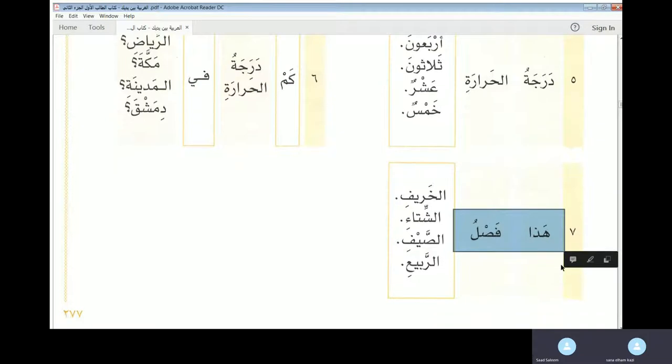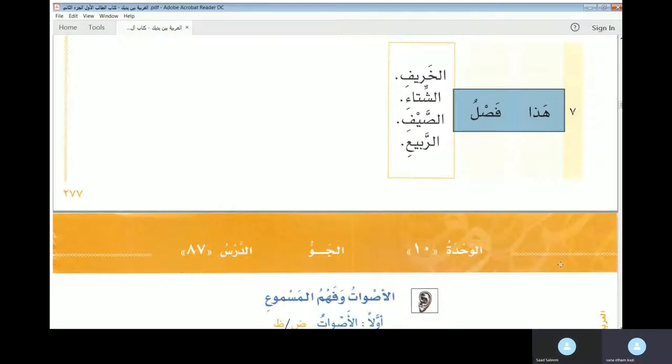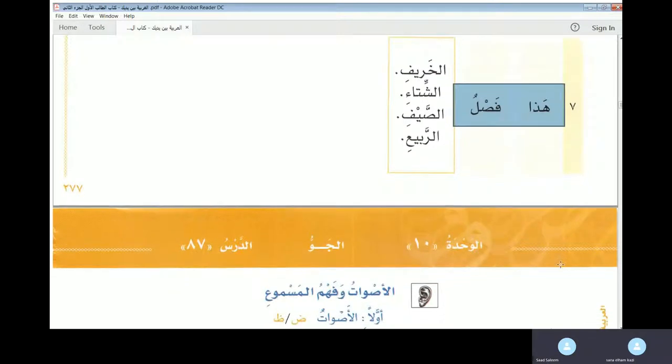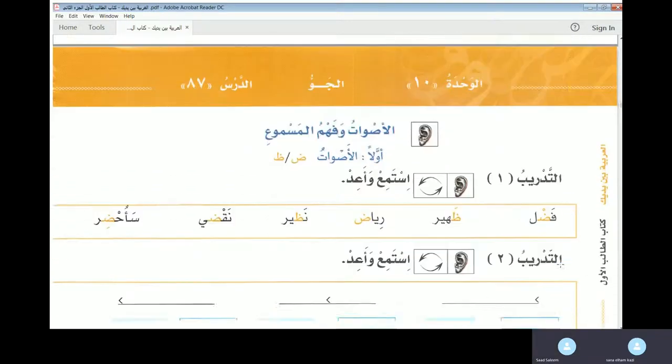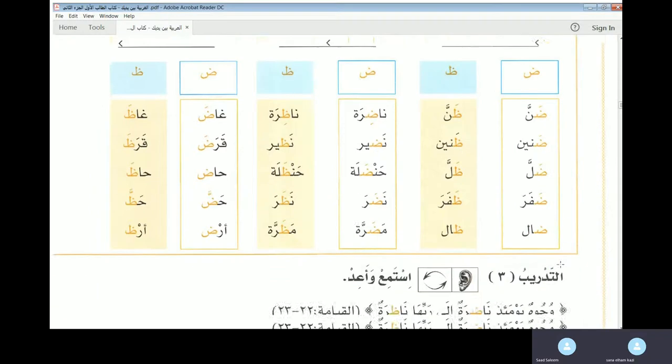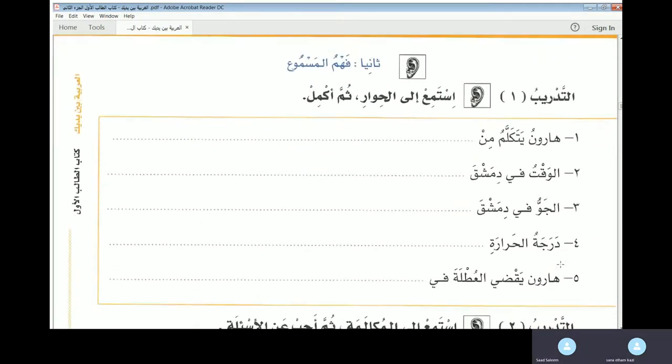هذا فصل الخريف. This is the fall or autumn season. هذا فصل الشتاء. This is the winter season. هذا فصل الصيف. This is the summer season. هذا فصل الربيع. This is the spring season.